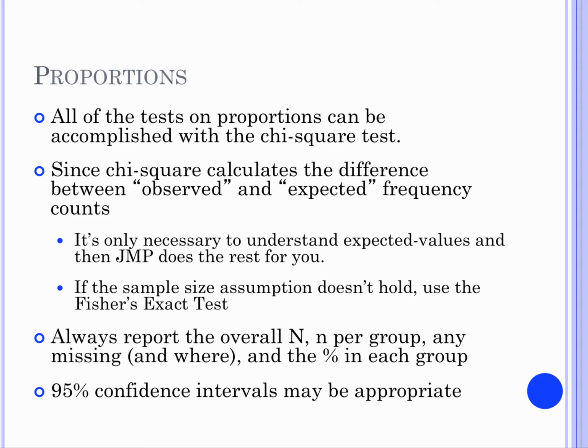Again, always report the overall N, the N per group, any missing and where and potentially why if you know, and the percent in each group, and then 95% confidence intervals either for the groups or the difference in proportions may be appropriate.